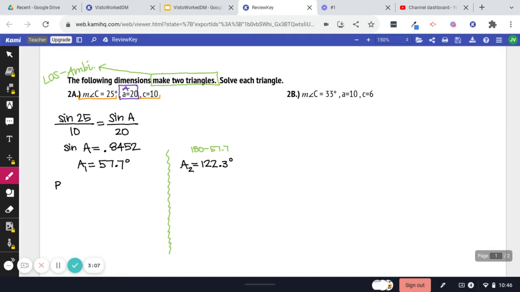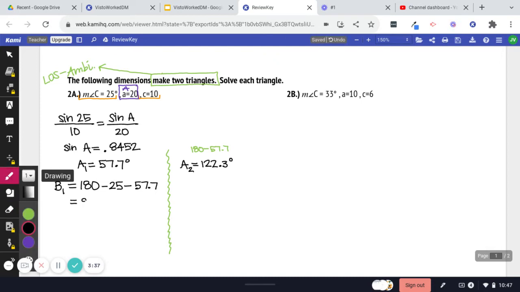So I'm going to start on the first side, the one with the ones. And B1 comes from 180 minus the 25 that I started with, minus 57.7. And that leaves B1. In other words, if I use just the normal acute angle for A, and obviously C as I started off with, I'm going to get a 97.3 degree angle. And then I can finish now by finding out what will the side be for B1.